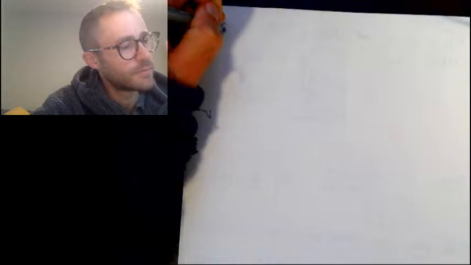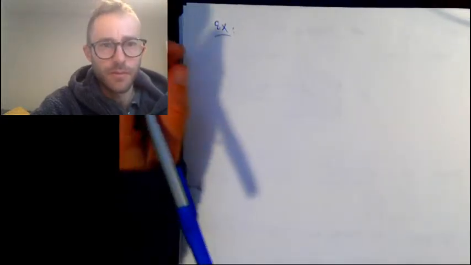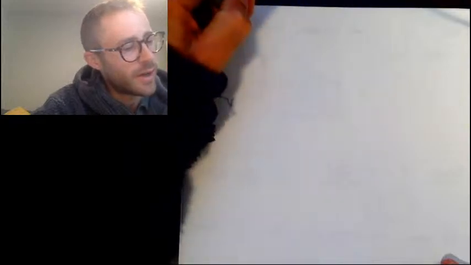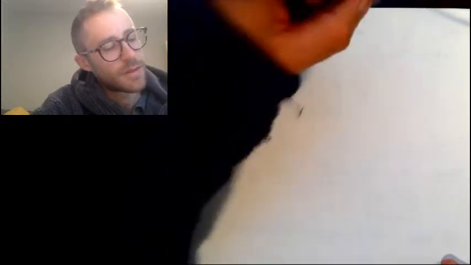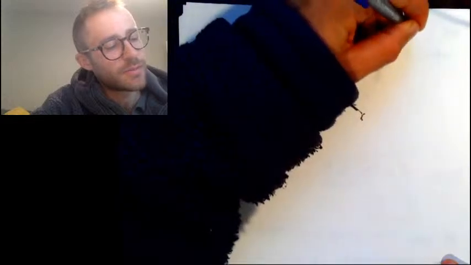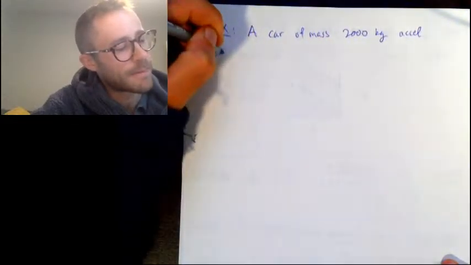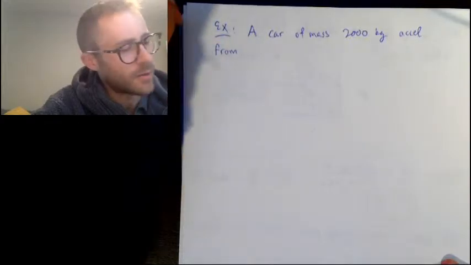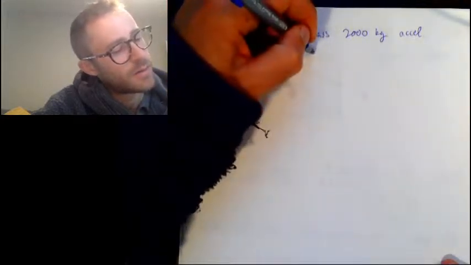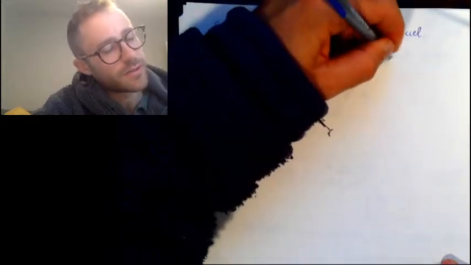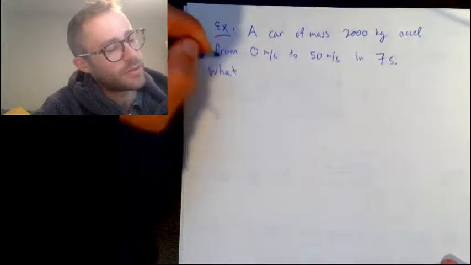Let's just do one more example. For the last example, let's suppose a car of mass 2,000 kilograms accelerates from, let's say, 0 meters per second to 50 meters per second in 7 seconds. What is the power output of the engine?